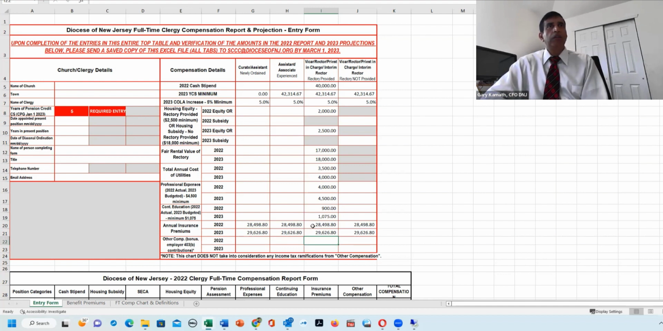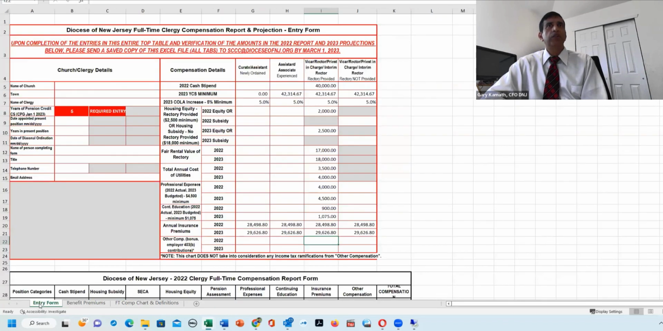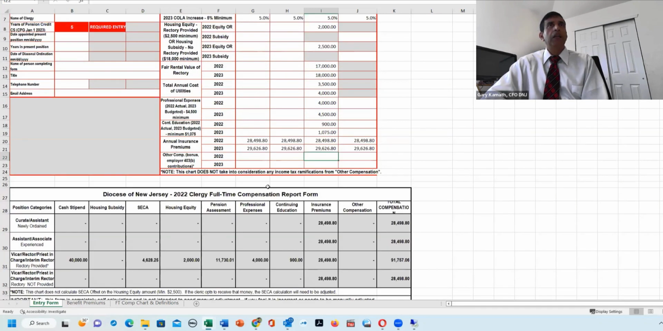And the insurance amount is coming from the annual insurance premium from the benefit worksheet. You'll see the 28,000 and the 29,000 and change showing up in this form automatically since you filled it out in the benefit premium section. That's the only other item not coming from the do sheet.